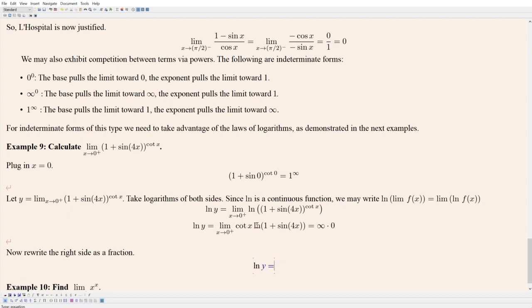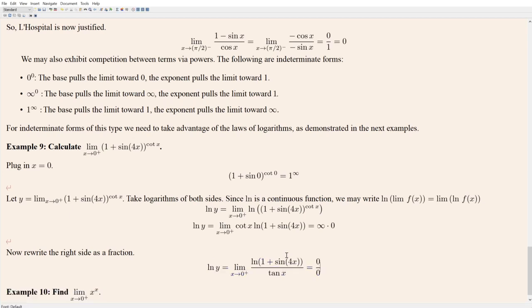So, how do I want to rewrite this? Well, cotangent is the same as 1 over tangent, so I can just reference that fact immediately. Right? So now what happens when I plug in 0? So now I get log 1, which is 0, and tan of 0, which is 0. So cool. Now we are finally in a position where L'Hopital is actually applicable.